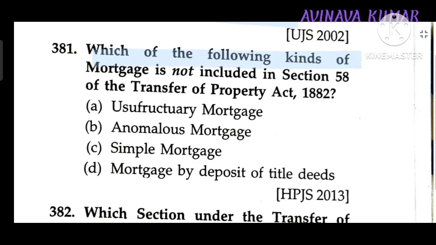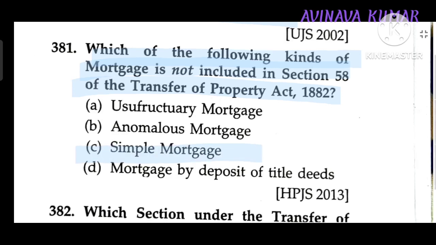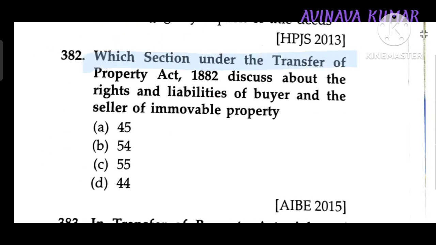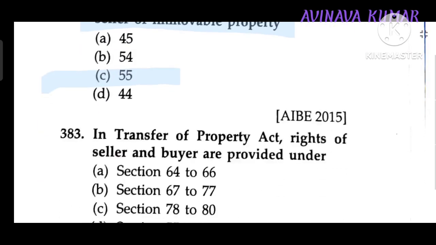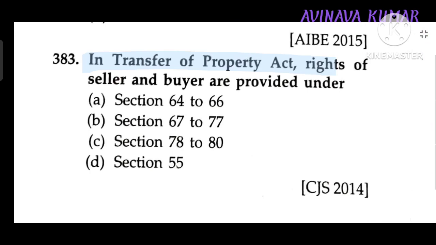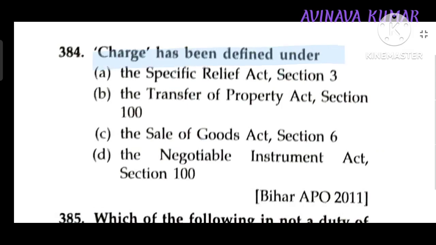Which one of the following kind of mortgage is not included in Section 58 of the Transfer of Property Act? Simple mortgage. Which section under the Transfer of Property Act 1882 discusses the rights and liability of buyers and the seller of immovable property? Section 55. In the Transfer of Property Act, rights of seller and buyer are provided under Section 55. Charge has been defined under Section 100.